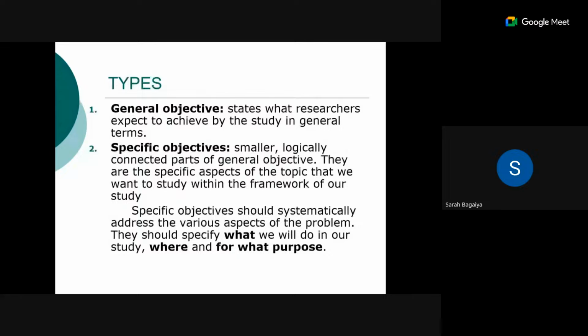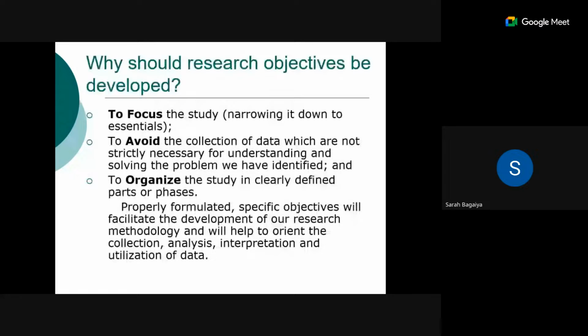Why should research objectives be developed? Research objectives should be developed to focus the study, narrowing it down to essentials. So that we can focus on the goals of our research project and not just go broadly into it. Research objectives should be developed to avoid the collection of data which are not strictly necessary for understanding and solving the problem we have identified, and to organize the study in clearly defined parts or phases.